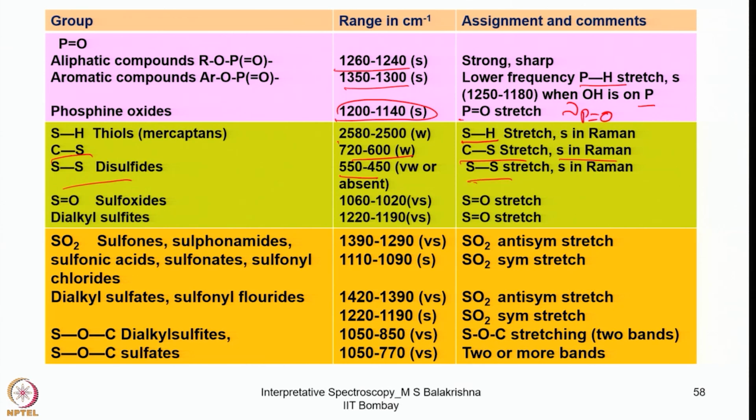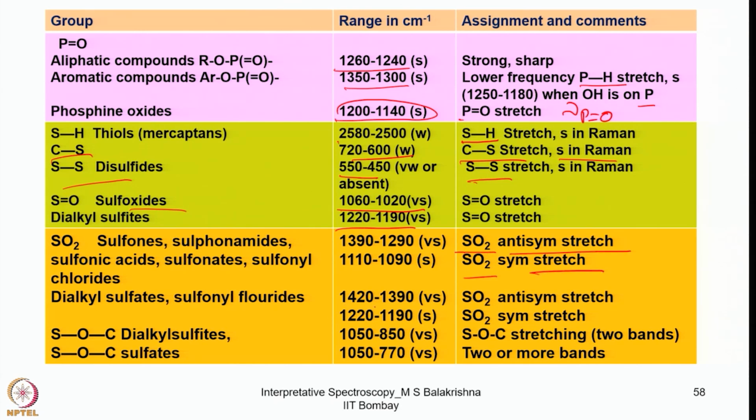And then S double bond O sulfoxides have this characteristic region, 1060 to 1020, and dialkyl sulfides in the range 1220 to 1190, both due to S double bond O stretch. And then SO2 sulfones, sulfonamides, sulfonic acids, sulfonates, sulfonyl chlorides, dialkyl sulfates, sulfonyl fluorides, all come in the range 1300 to 1290. This is for SO2 antisymmetric stretch and SO2 symmetric stretch.